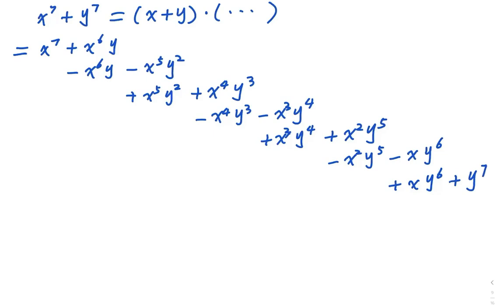Okay, then this line is x to the 6 times x plus y. This is x to the 5 times y, x plus y, negative.